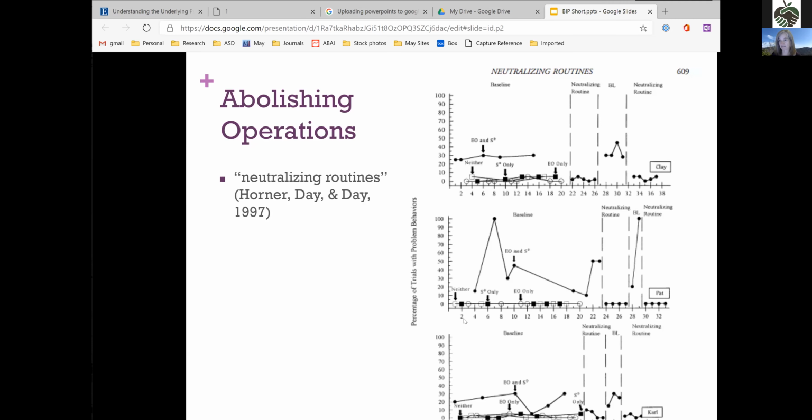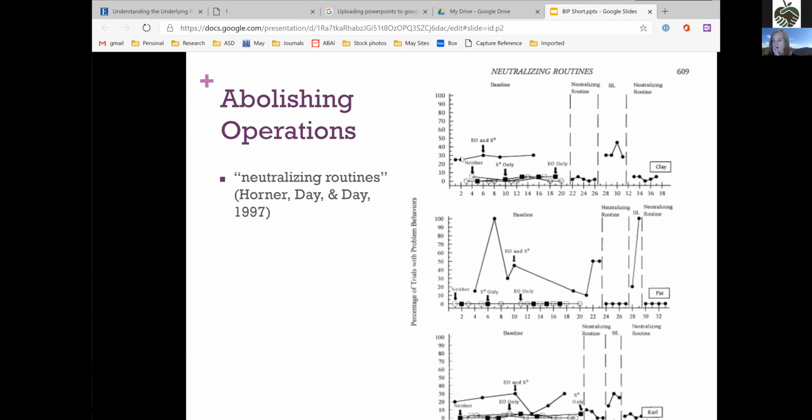So I'm just going to show you an example. These are some examples of some data. If you just look up here, this is Clay and this is problem behavior. This is the graph I want you to look at. These black circles up at the top here are around 30% of time the problem behavior happened.